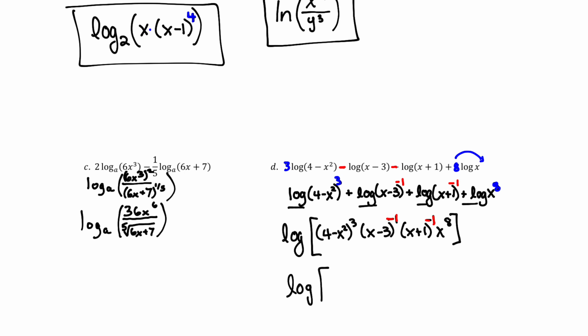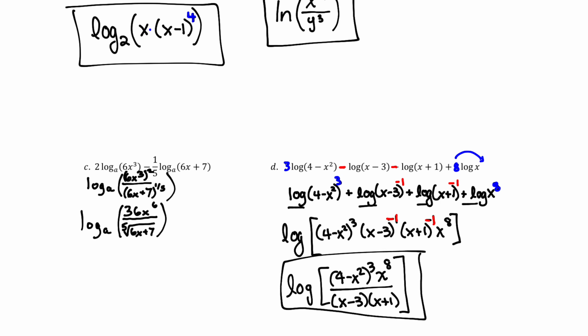So if you put it all together, you would get that 4 minus x squared is raised to the 3rd, and that's on top. X to the 8th is also on top. And the other 2 factors, x minus 3 and x plus 1, are down in the denominator. That will give you a single logarithm with all of those powers. There's a lot of ways to do it.